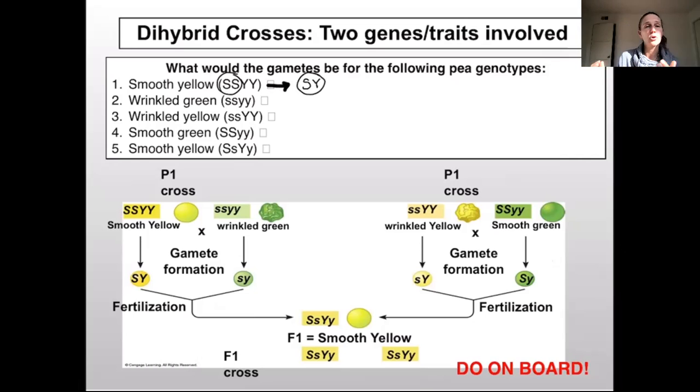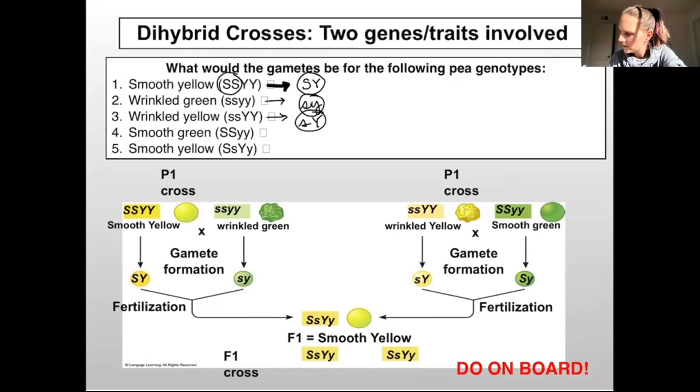If we look at this other true breeding plant, which is wrinkled green, little s, little s, little y, little y, the only thing that you can make is little s, little y. That's the gametes, one copy of every trait, right? So you're splitting up your homologous chromosomes, they get separated. All right. For the third one, we have little s, big Y. The little s's get separated, so you can only give little s. The big Y's get separated, and you can only give big Y.